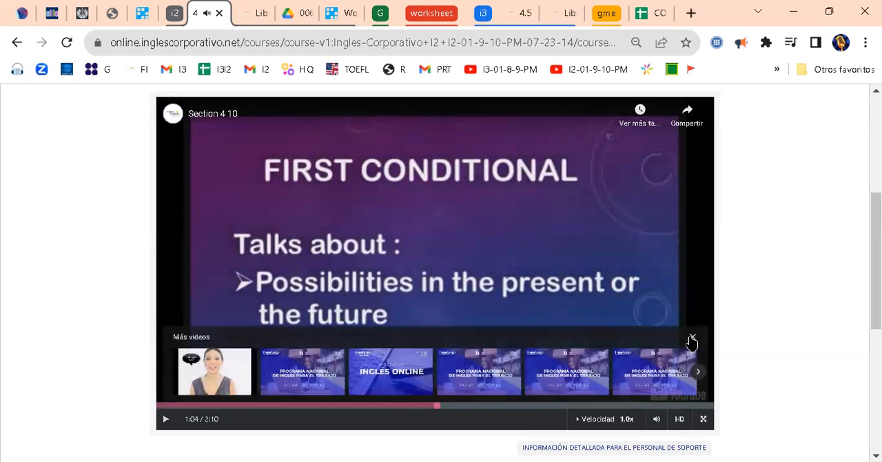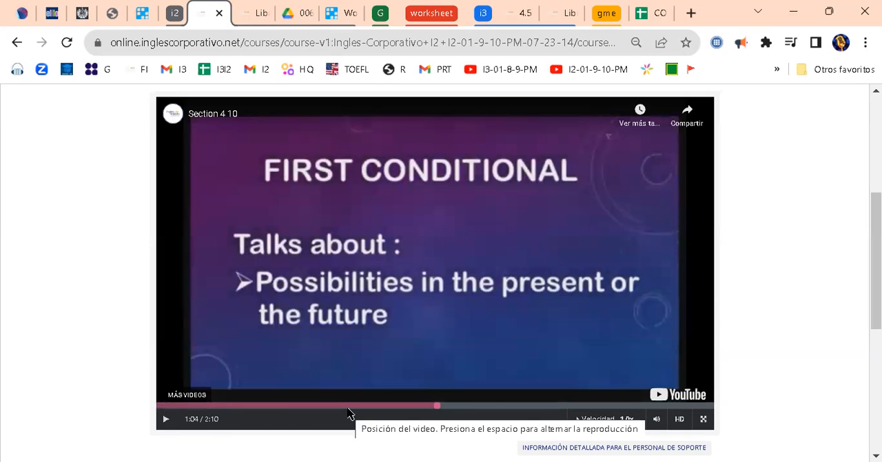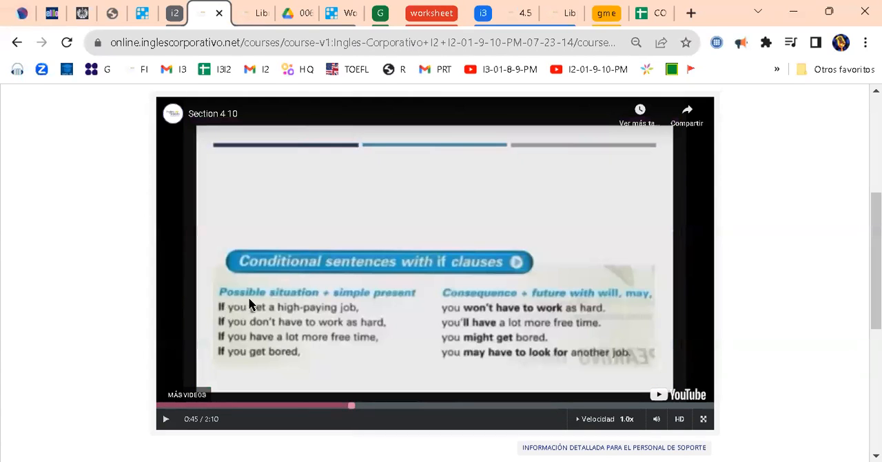Okay, so we have checked the first part of the video, which is the definition and some examples using two clauses. Remember, as we were talking yesterday, we talked about a possible situation in the simple present, and there's a consequence, right? When we talk about conditional sentences, the consequence will be in the future tense, using will, or you can also use modals of probability like may or might.